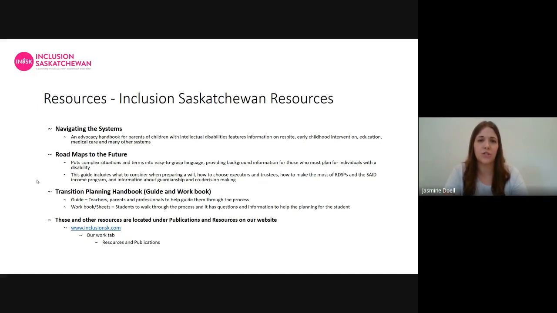And then we also have the Transition Planning Handbook. This handbook was developed in response to concerns of parents and educators about the lack of options open to young people with intellectual disabilities leaving the educational system. It's a useful guide for students and families as they move through school and into adulthood. All these resources and other resources are located under publications and resources on our website.